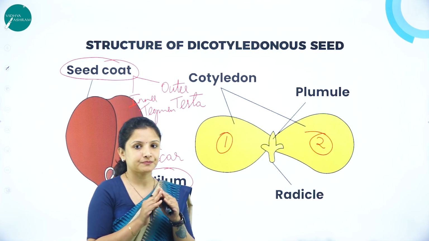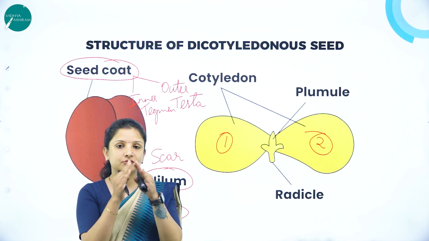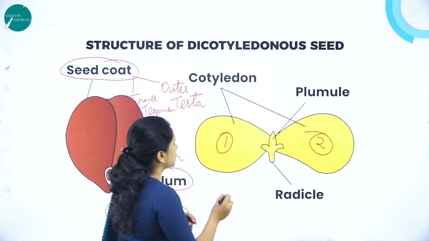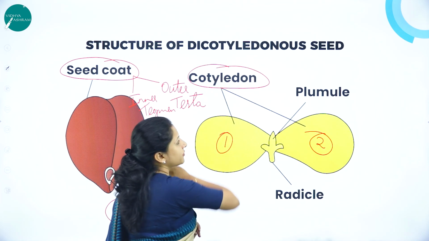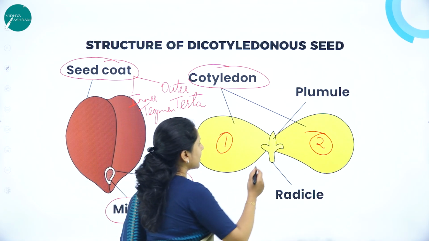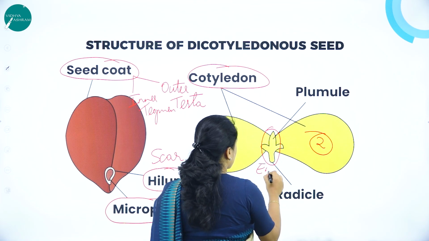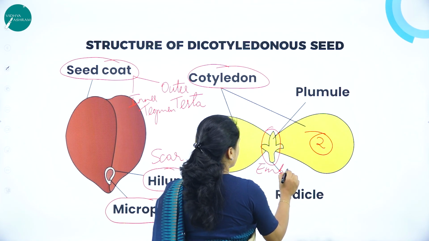Now inside, when you open a dicot seed, let us look at what you find inside. It is made up of two cotyledons, that is why it is a dicot. Now there is an embryo. This entire thing that you can see is the embryo.